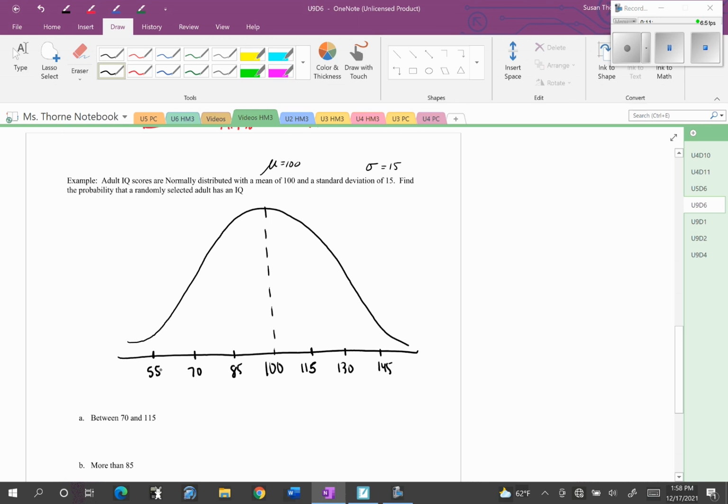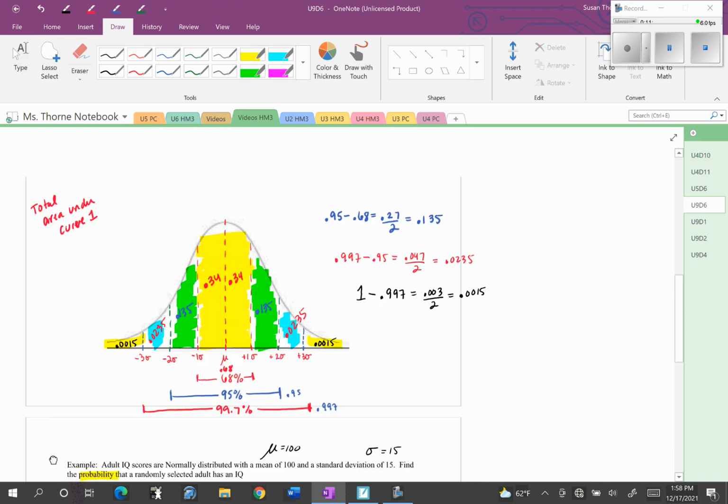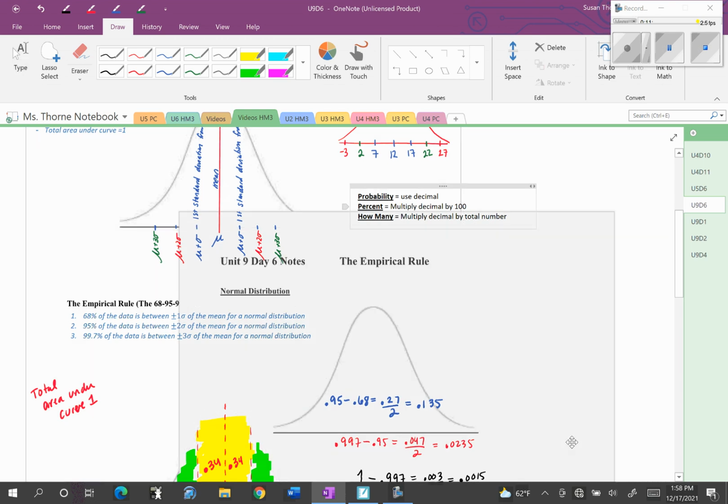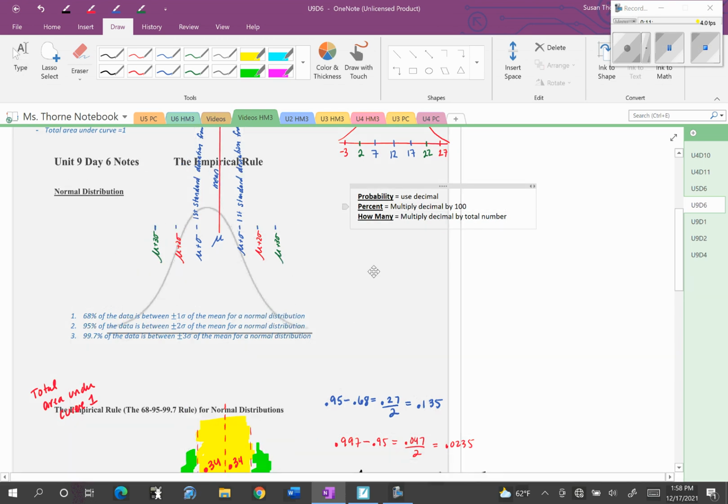So we want to figure out the probability. So again, remember we said probability. If I come back up here, going to take this down so we don't forget our rules.